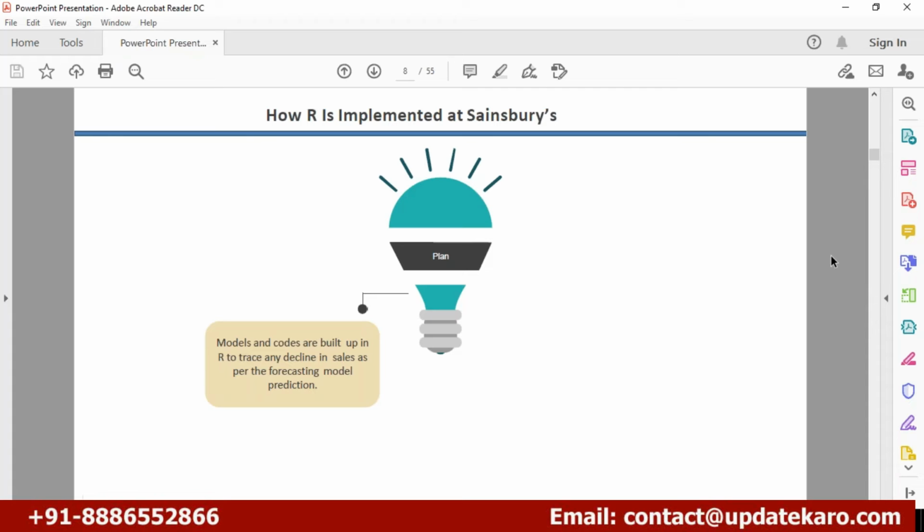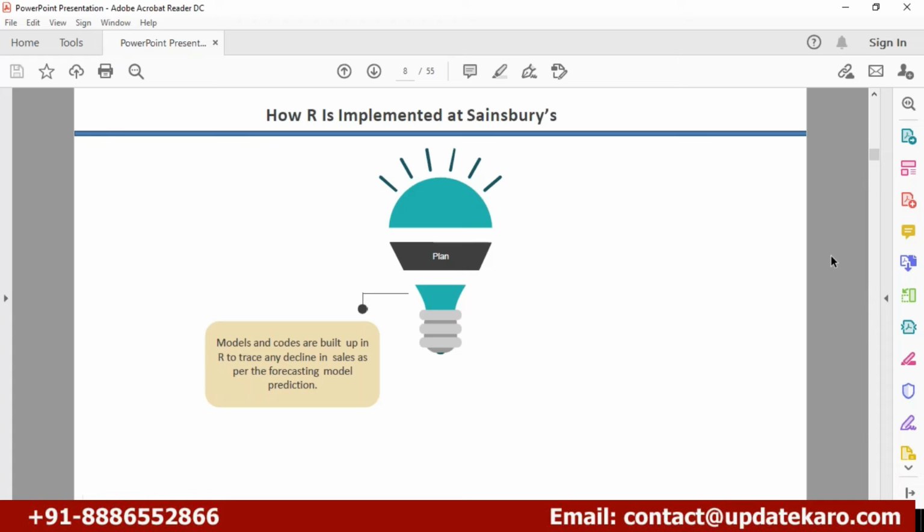So how did this happen? This happened because of introducing R into their ecosystem. Of course, there is Python, there are many other things, but they have chosen to go with R. I don't know why, but they have chosen to go with R, and it gave success to them.